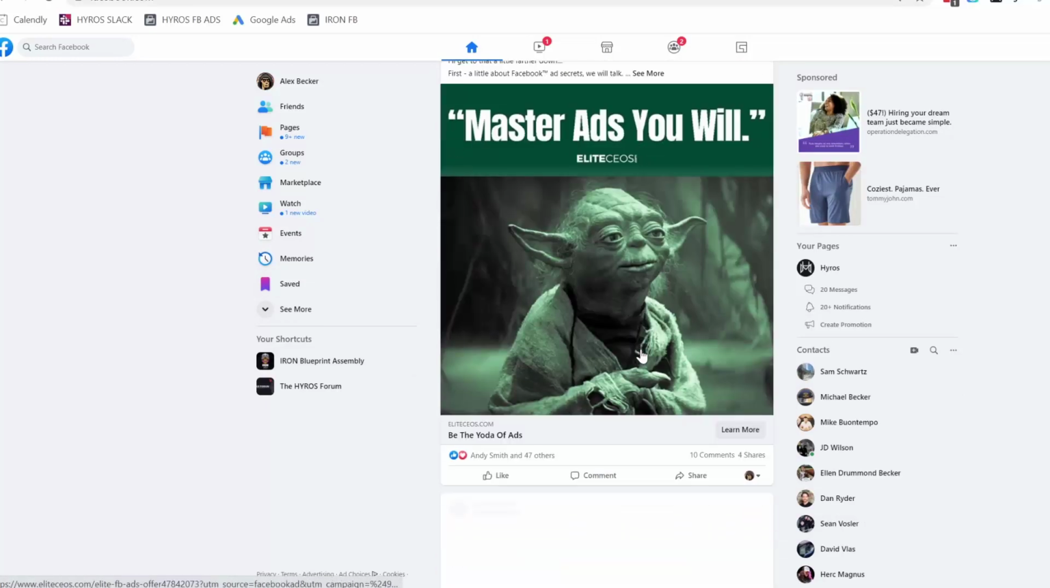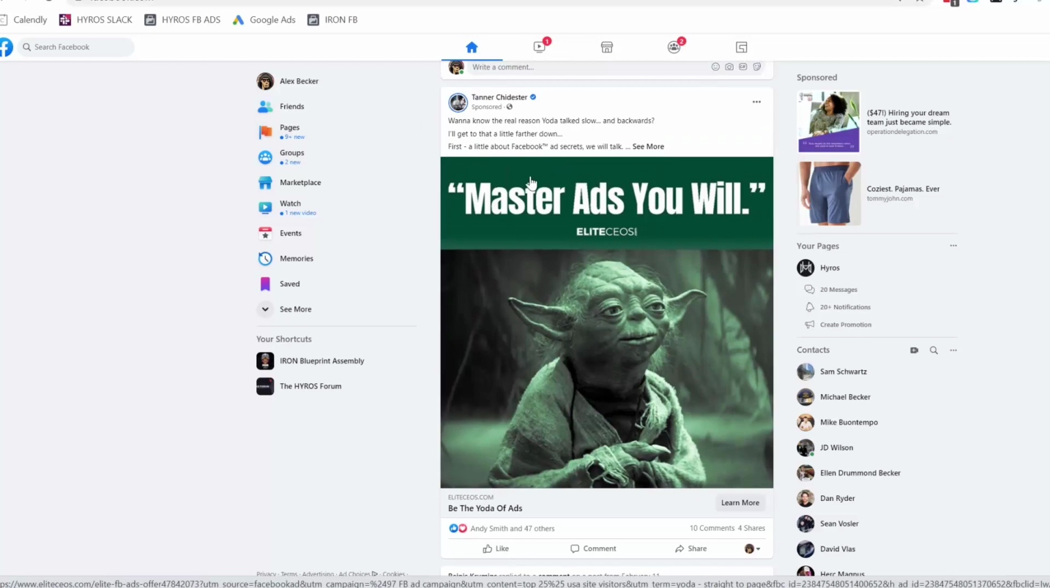Okay, we can keep going and looking at other images right here. Okay, we've got Yoda right here. It's a very bland image.